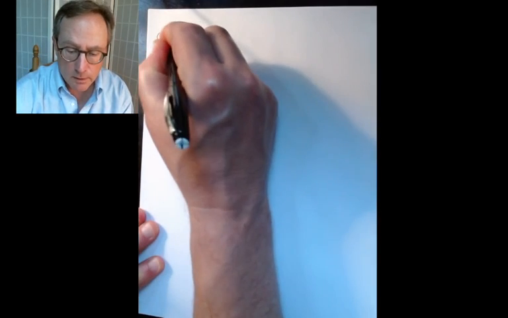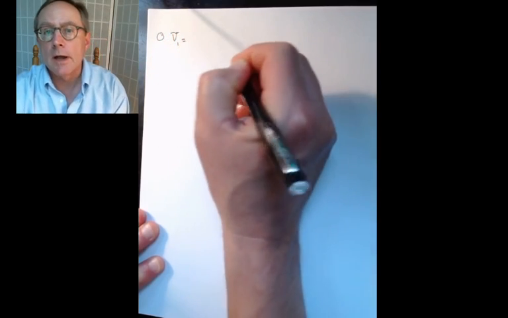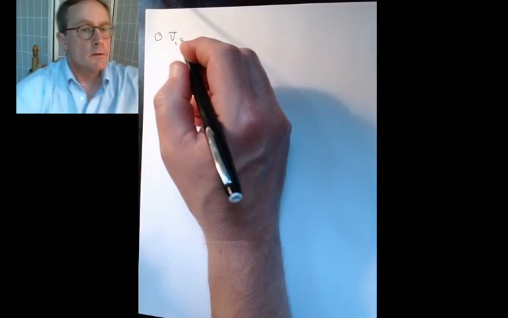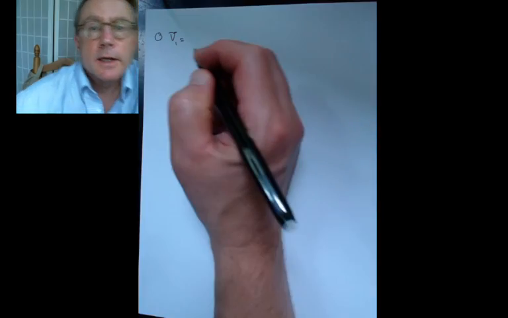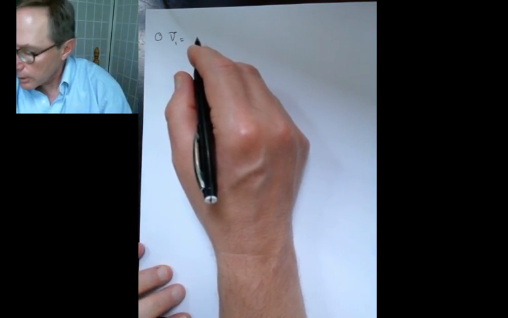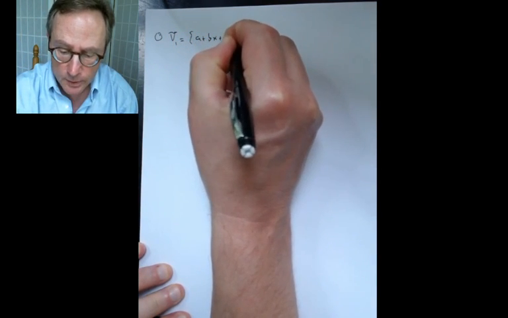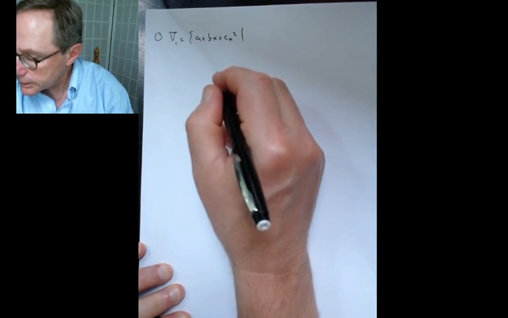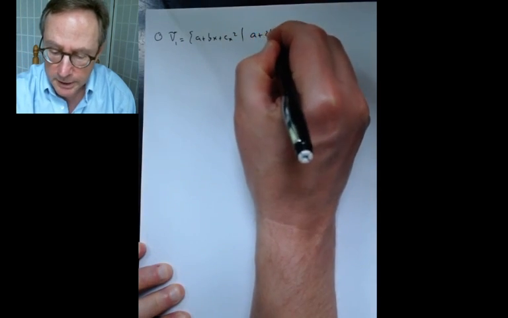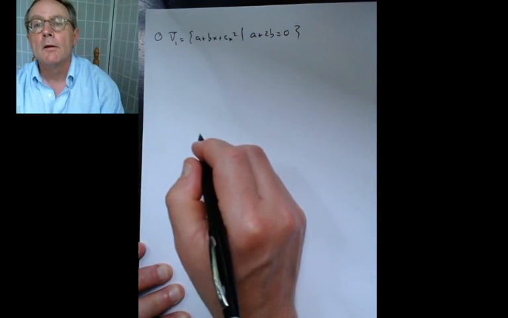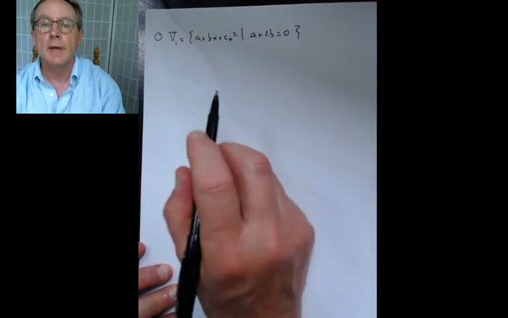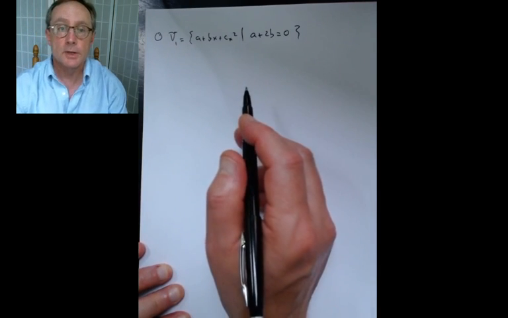So the first space is a plus bx plus cx squared, where a plus 2b equals 0. Having trouble with the light. How's that? A little better? It's a plus bx plus cx squared, where a plus 2b equals 0. Okay? And we've done these many times, so we're going to do it again, I guess.